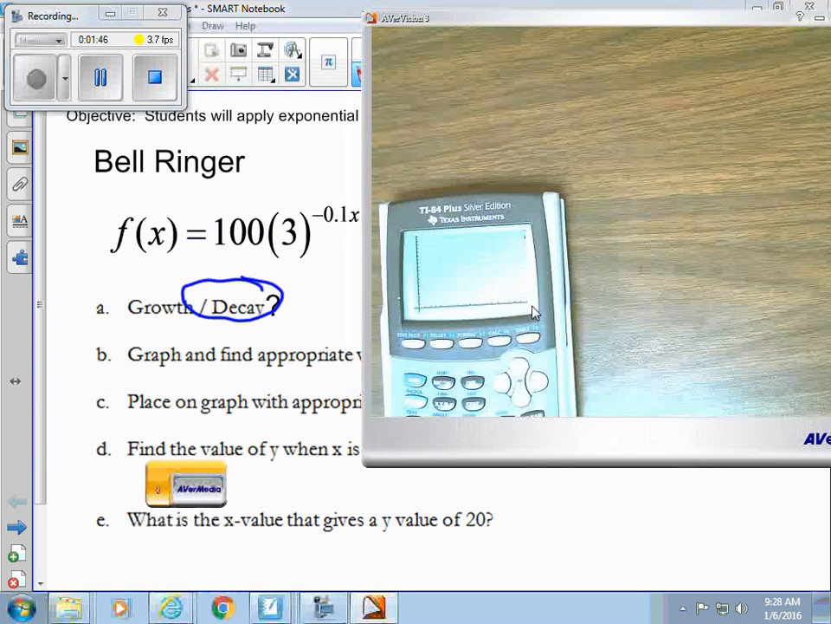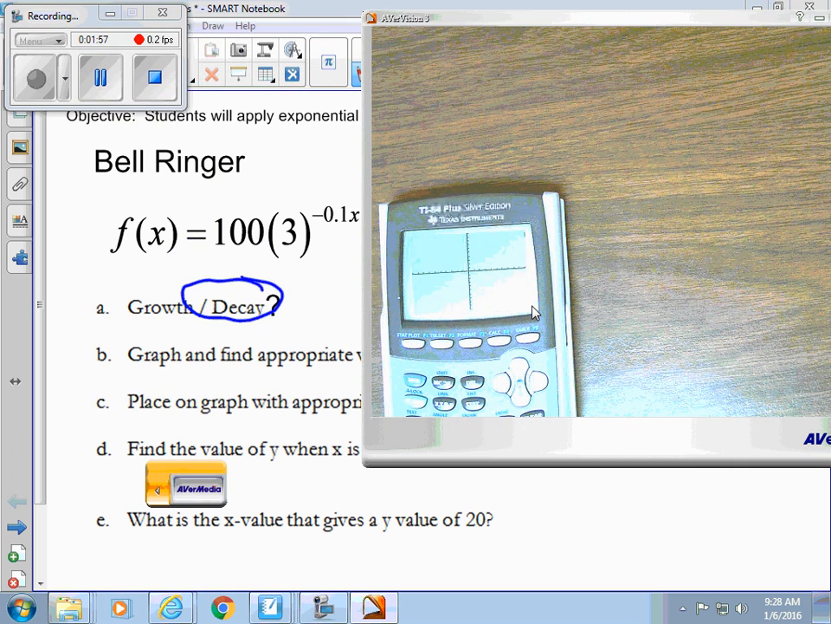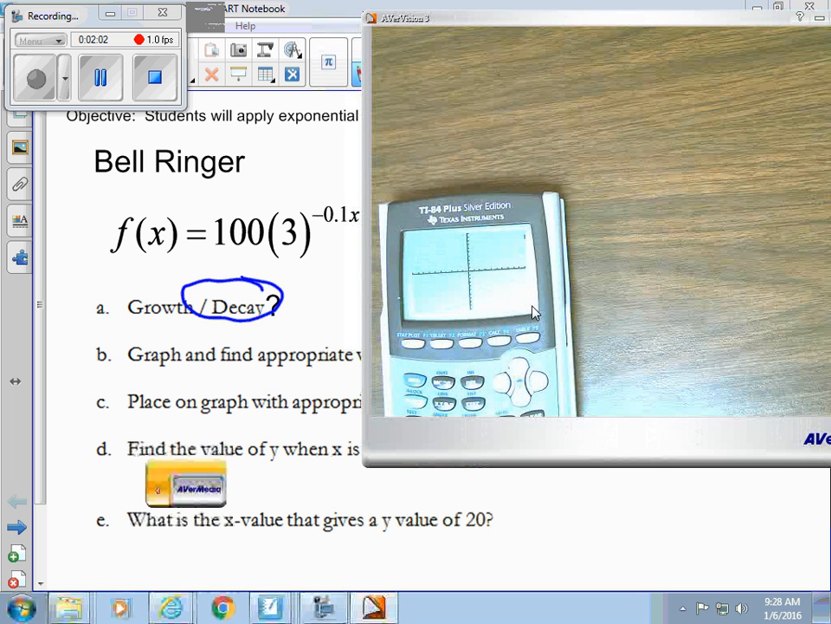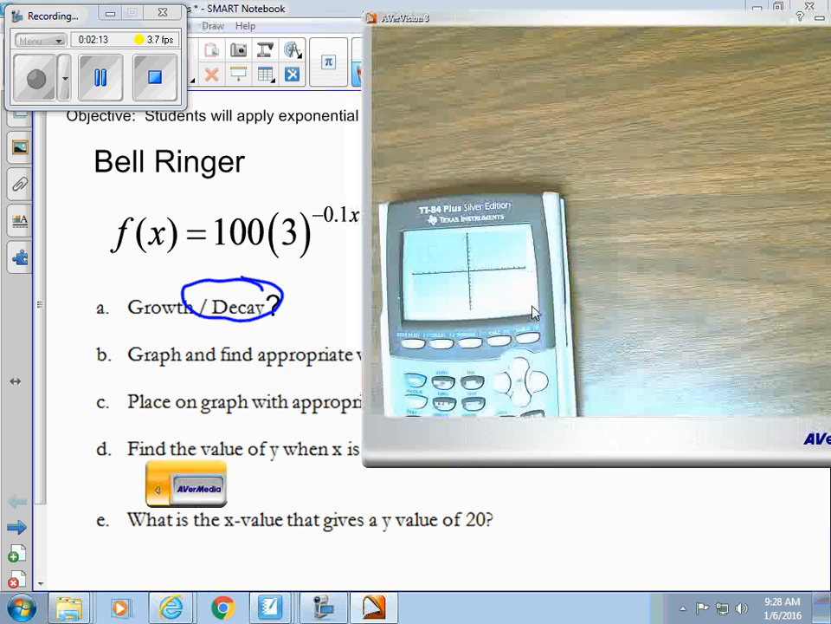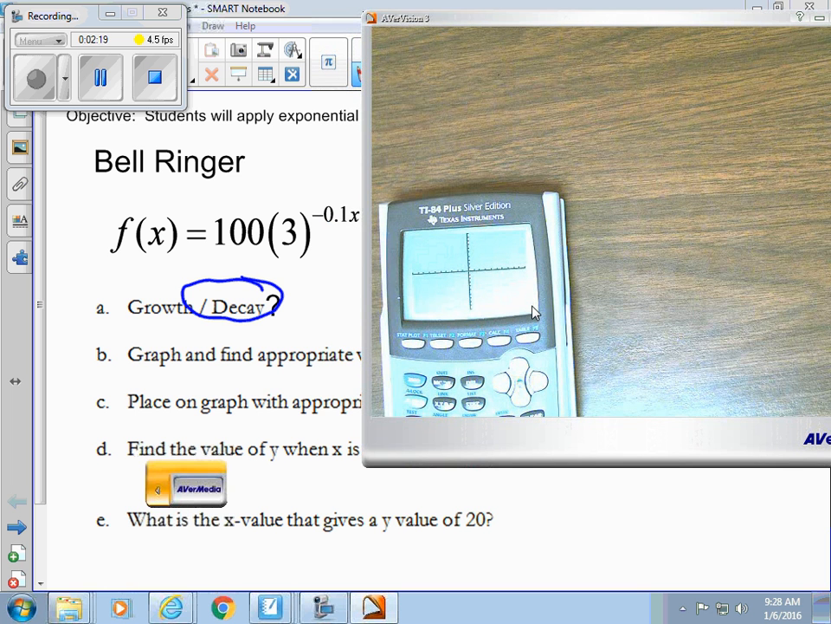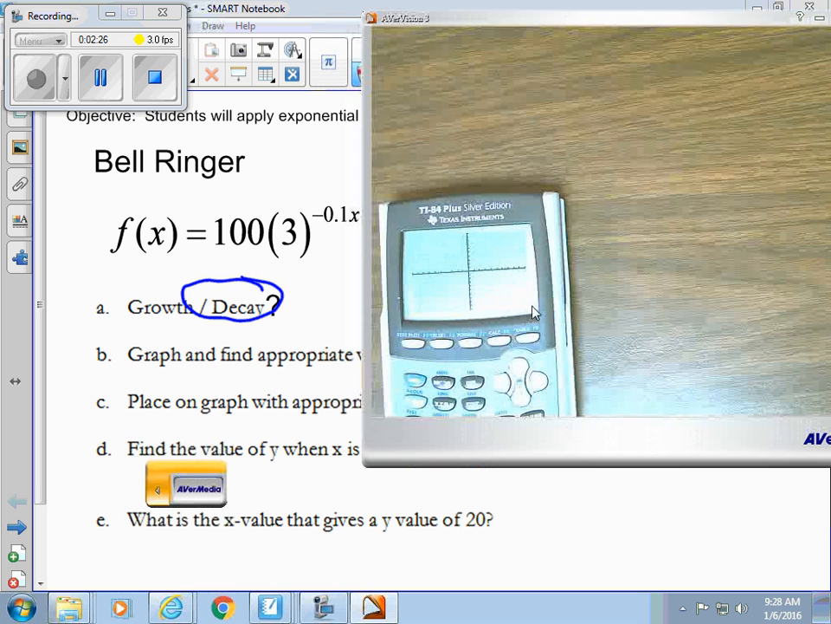If I just push graph, obviously what happens? I don't see anything. Well, why not? My window's weird anyway, but I don't see anything. Do you see that vertical stretch of 100? What does that mean, my 0, 1 point? Where is it? Instead of being at 0, 1, it's at 0, 100, right? So my very first point has a y value of 100. Do you see why I can't see it? Because it's stretched way up to 100.